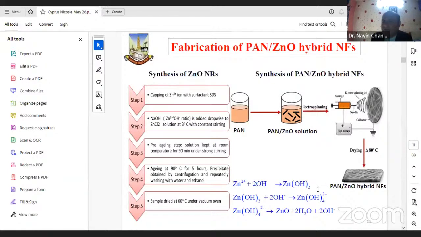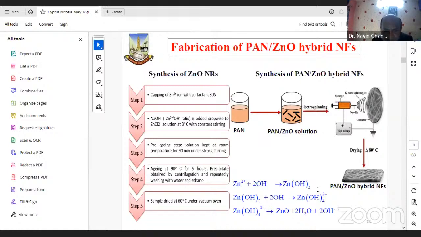Now fabrication. I have simply mentioned the formation of fabrication of PAN nanofibers only. Now this is the combination, that is a hybrid nanofiber. Such type of fibers, when we have any metal or metal oxide over the surface of the PAN nanofibers, such fibers are called hybrid nanofibers. And this type of fiber is PAN zinc oxide hybrid nanofiber.